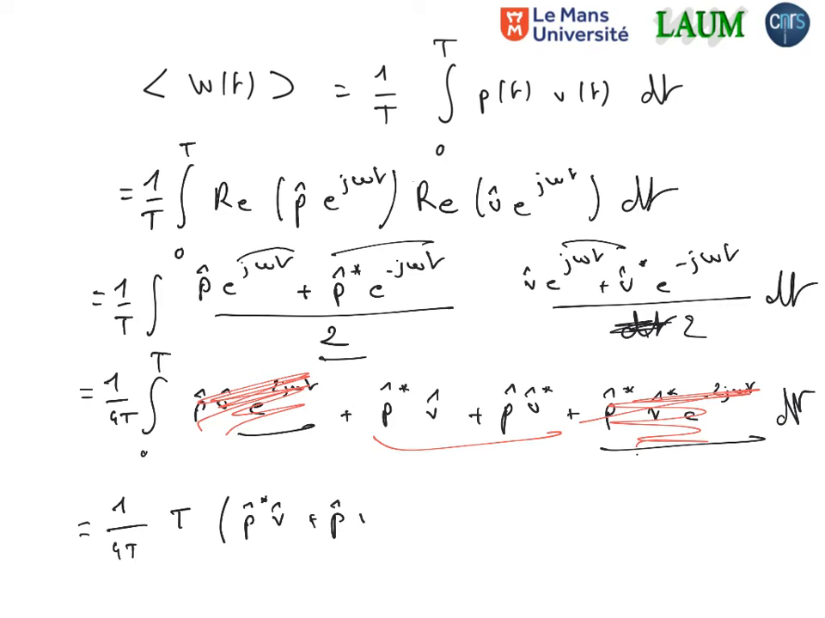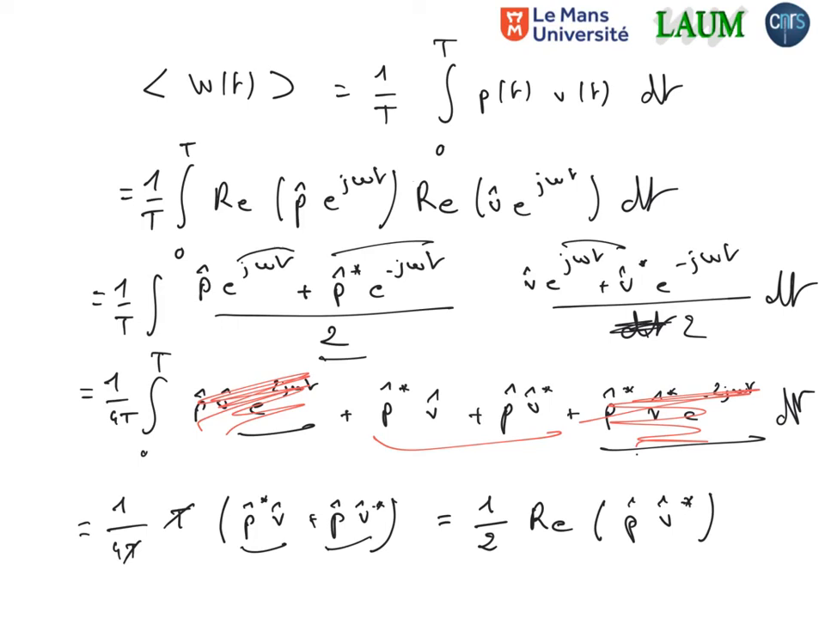Plus p v star. Okay, so this t can be factorized with this, and here we see that we have a number multiplied and added with its complex conjugate. So now this is 1 over 2 times the real part of p v star. And then we have computed the flow energy.